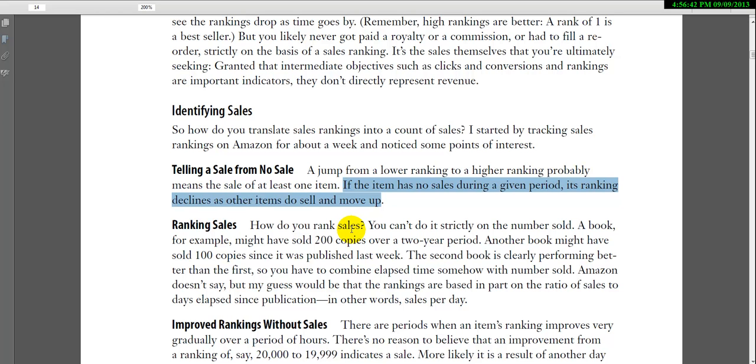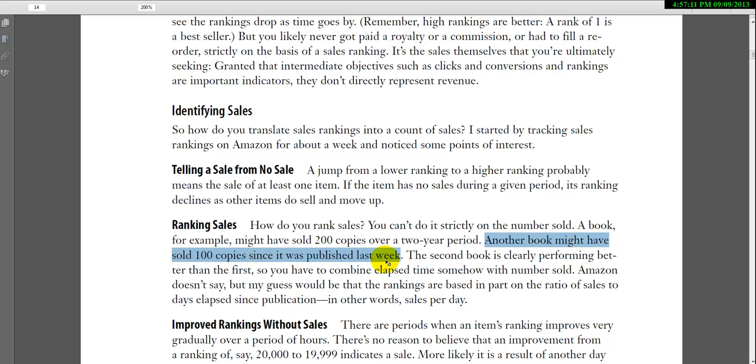So, how do you rank sales? You can't do it strictly on the number sold. A book, for example, here's another concept that he's thinking about. He says a book, for example, might have sold 200 copies over a 2-year period, but another book, so here's one book, sold 200 copies over a 2-year period. So 200 copies in 2 years. Another book sold only 100 copies, but it was just published last week.